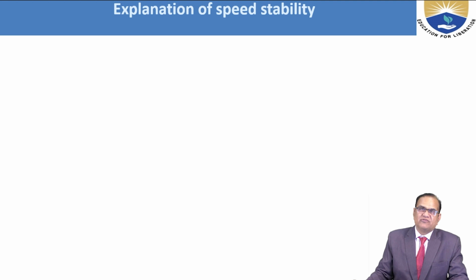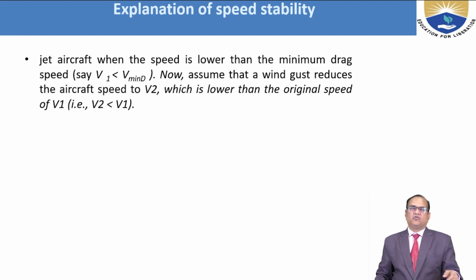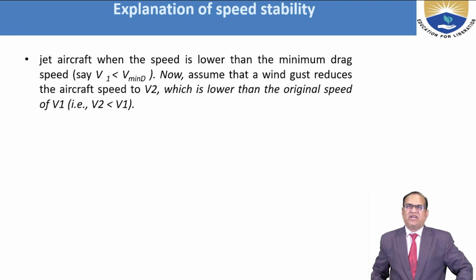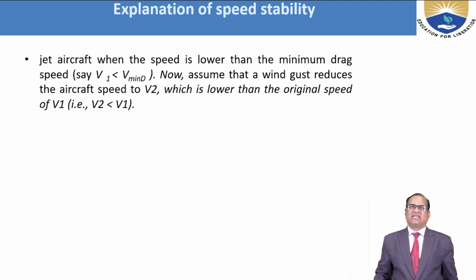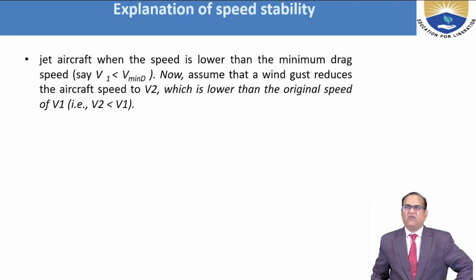So I am going to explain the speed stability. For a jet aircraft, when the speed is lower than the minimum drag speed, say V1 is less than V minimum drag, now assume that a wind gust reduces the aircraft speed to V2, which is lower than the original speed V1. So this V2 is less than V1.